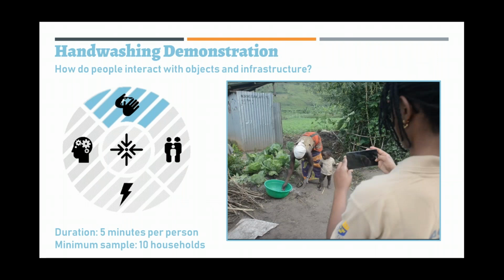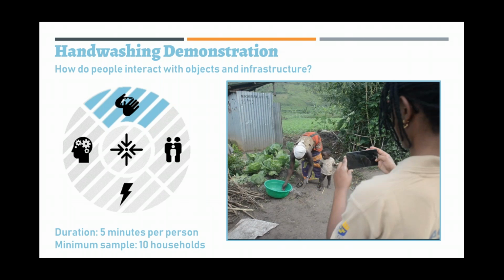So now I want to briefly explain each of the 5 rapid assessment tools so that you can know what they would entail if you want to try them yourselves. The first tool, Handwashing Demonstration, is designed to understand how people interact with objects and infrastructure in their physical environment when practicing hand washing. This is a really quick method. It takes about 5 minutes, and it's done at the household level.